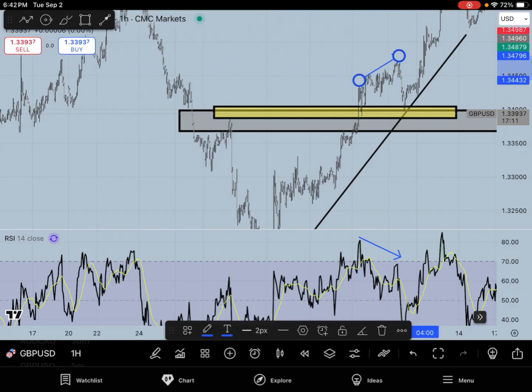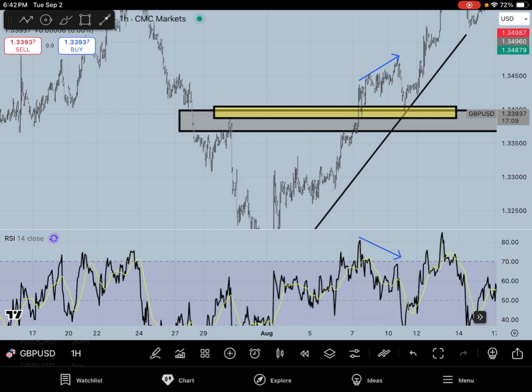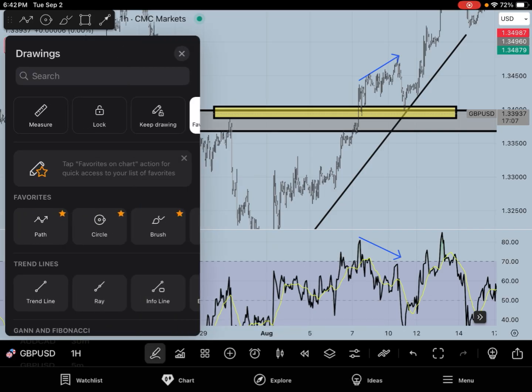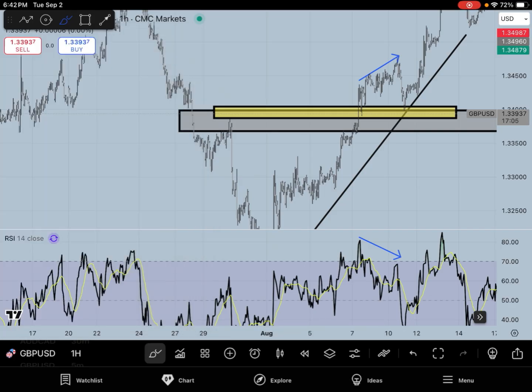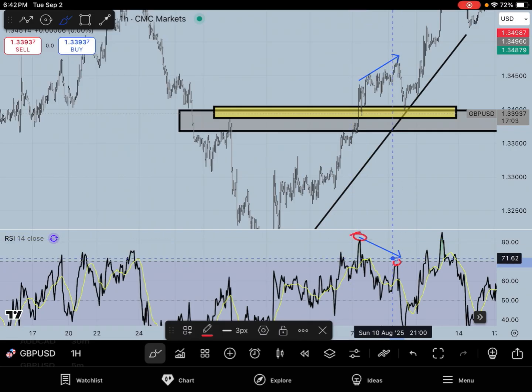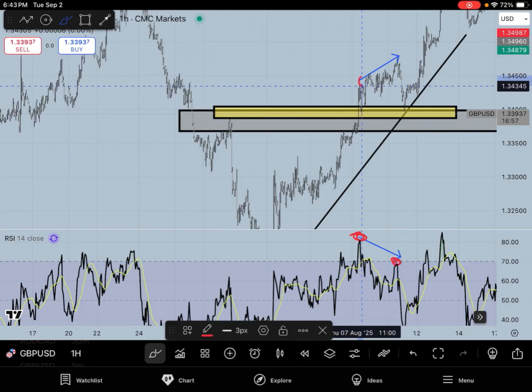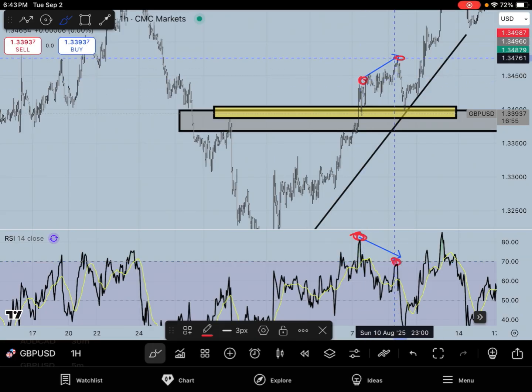So we put our RSI up here, and as you can see, price action is going up while the RSI is going down. They are doing two opposite things. So that lets us know that there is also a reversal coming. So that's just an additional confirmation. All you're looking for is confirmations to indicate whether price will respect this area of support and go in the opposite direction.